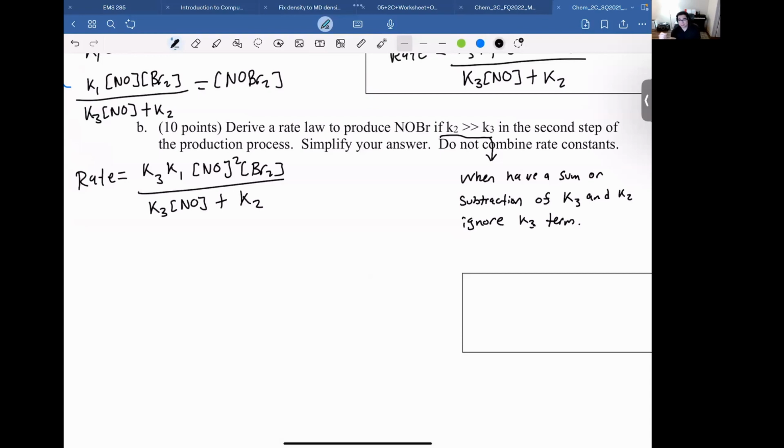Notice I also say a sum or subtraction because you can't do this with multiplication. If you have a very small term that multiplies something else, you can't just ignore it or say it goes to 0. So the K3 on the top does not disappear, right? This is only for sums and subtractions.